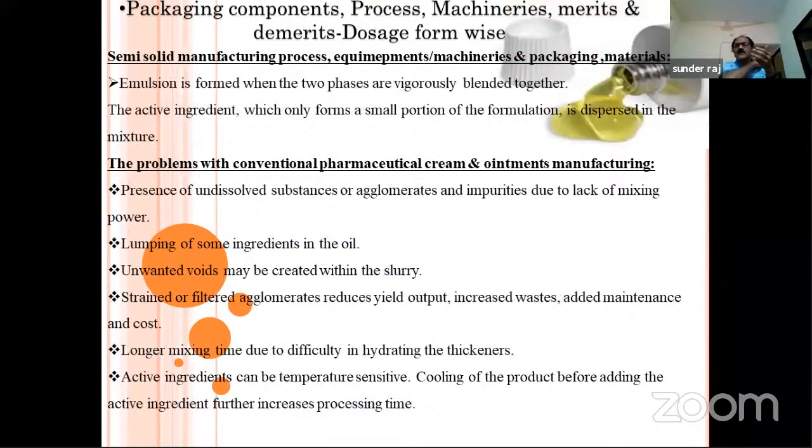And creams are usually emulsion types. A semi-solid emulsion is formed by two phases, and usually when you blend oil and water at high speed, it will form an emulsion base.